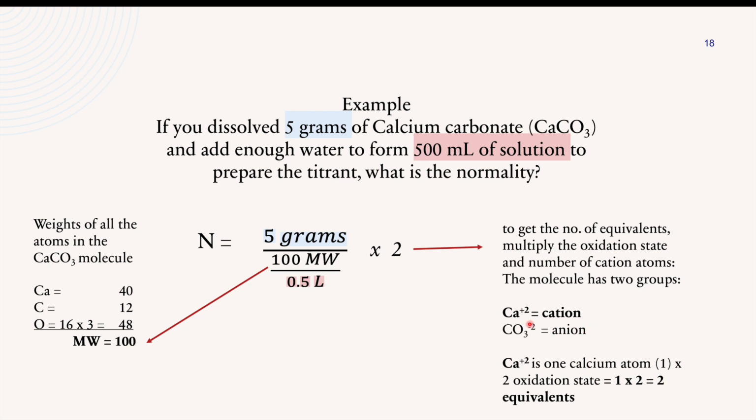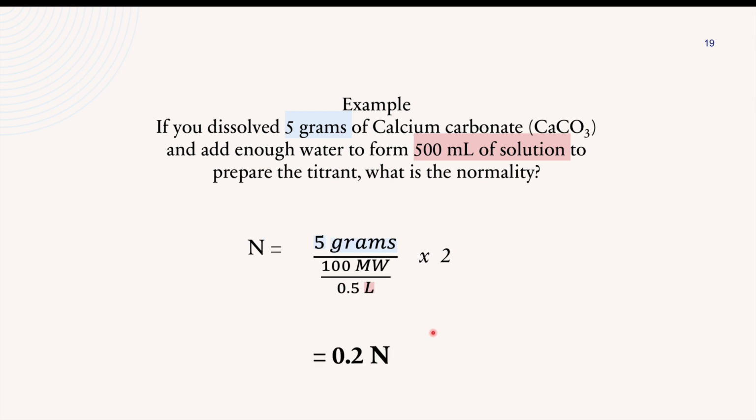Anyway, in this case, you have your cation calcium. This has a subscript of 1. So 1 times its oxidation state of plus 2, you get 1 times 2, 2 equivalents. So this is how you solve it. 5 divided by 100 divided by 0.5 times 2, you get 0.2.